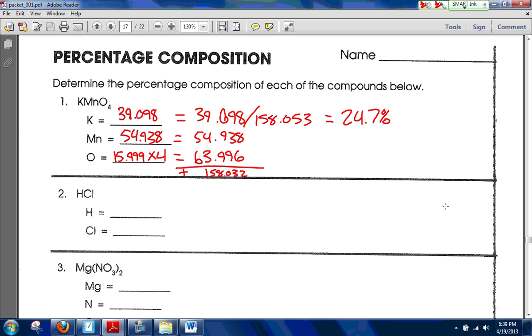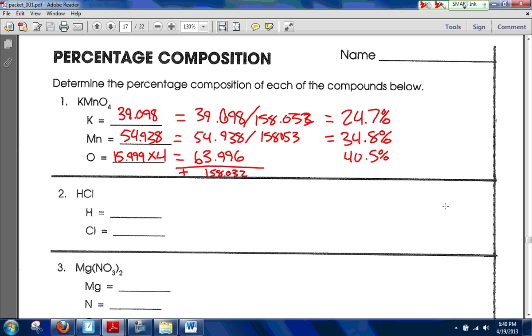Then I'm going to do 54.938 divided by 158.032, and I get, oh, no, it should be 0.032. So 39.098 divided by that. Okay, that one's still 24.7. This one is 54.938 divided by that. We get 34.8. And the last one, 63.996 divided by that, and we get 40.5.